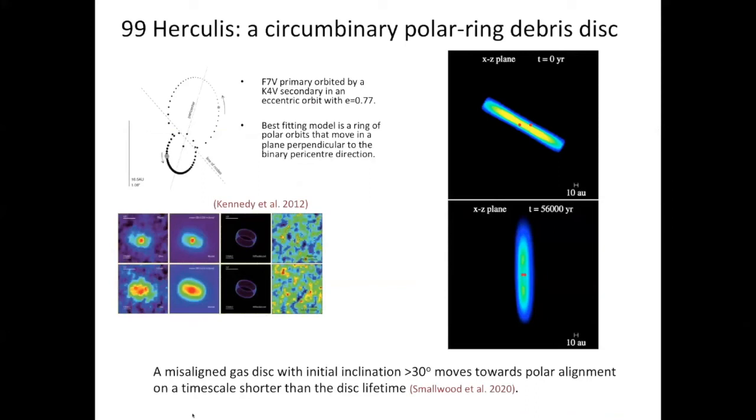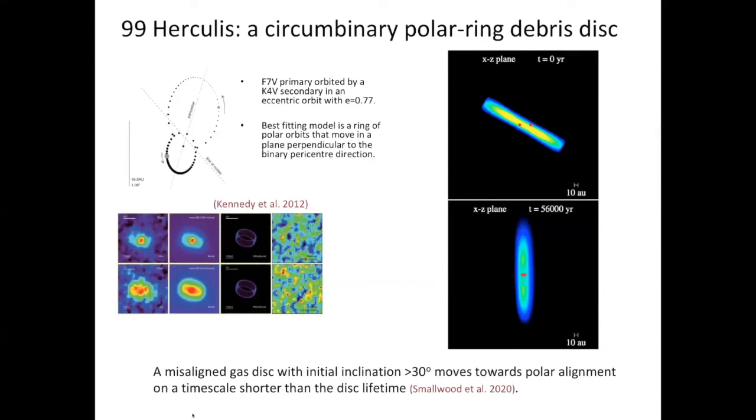We've also seen polar circumbinary disks in more evolved systems. 99 Herculis is a polar ring debris disk that's been observed with Herschel. The binary eccentricity is very high at 0.77. Hydrodynamical simulations show that even for an initially small misalignment, a circumbinary gas disk can move towards polar alignment.